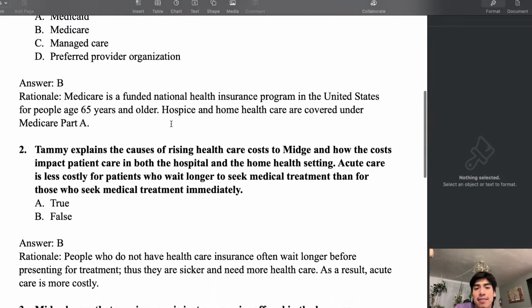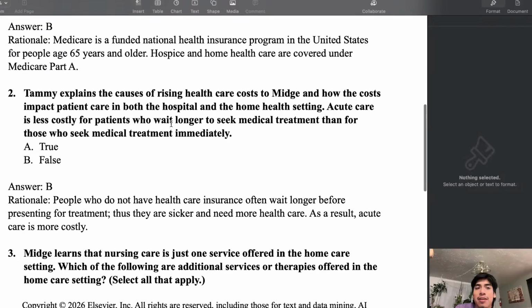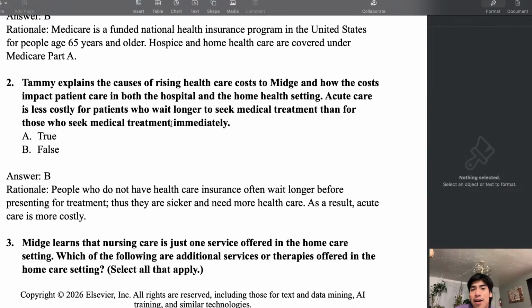Tammy explains the causes of rising healthcare costs to Midge and how the costs impact patient care in both the hospital and home health setting. Acute care is less costly for patients who wait longer. No, that's false. The more you wait, often the more expensive it'll be because of the differences between screening and surgeries, you know what I mean?